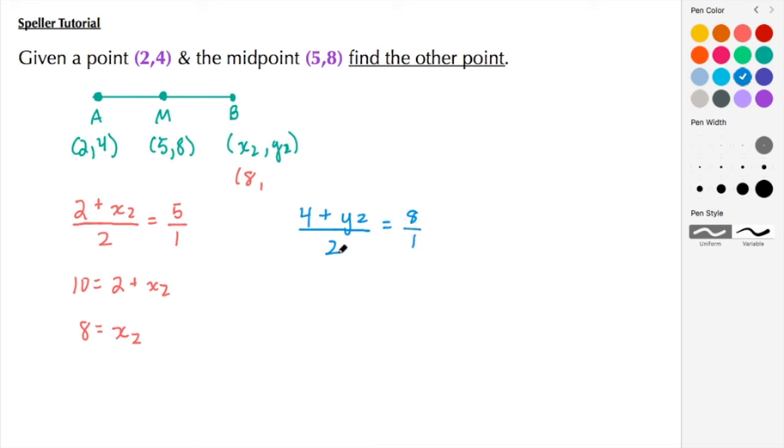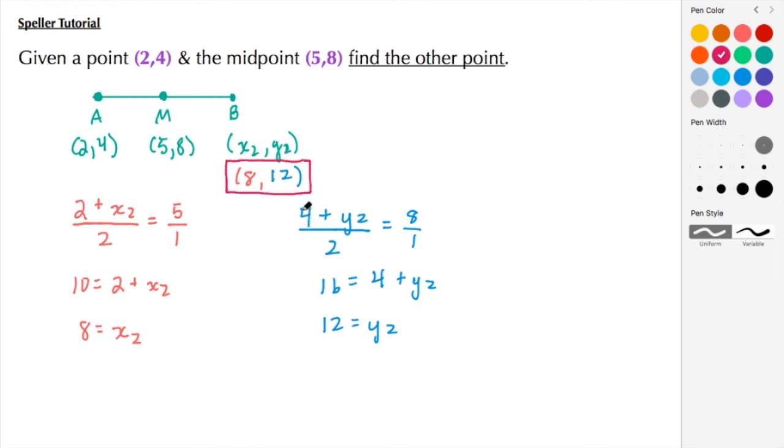I'm going to cross multiply 8 times 2 to get 16. And then multiply 4 plus y sub 2 times 1 to just get 4 plus y sub 2. At this point, I need to subtract 4 from both sides. So 16 minus 4 to give me 12. And then I'm left with 12 is equal to y sub 2. And so 12 is the y value for the other point. So here we found that the other point has the ordered pair of (8, 12).